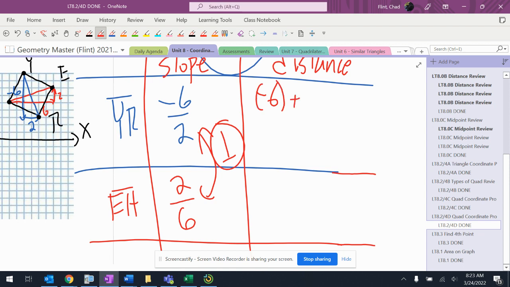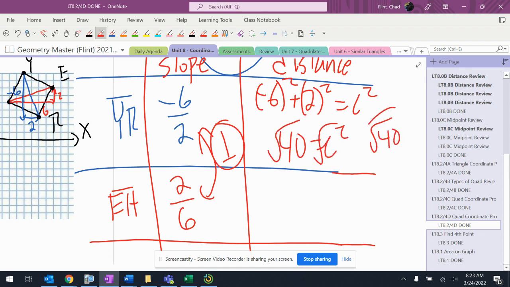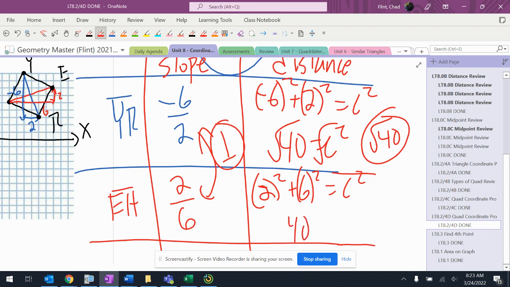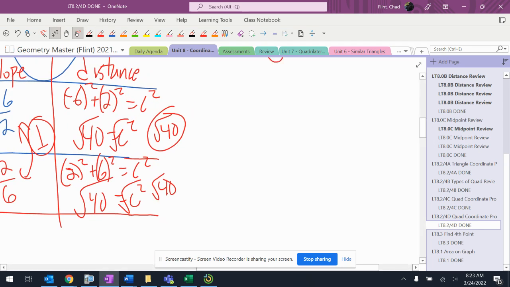Now negative 6 squared plus 2 squared equals c squared. That's 40, which means that diagonal is the square root of 40. This one is 2 squared plus 6 squared, which is also 40, so that diagonal is also the square root of 40. So what I figured out is that these are actually equal.